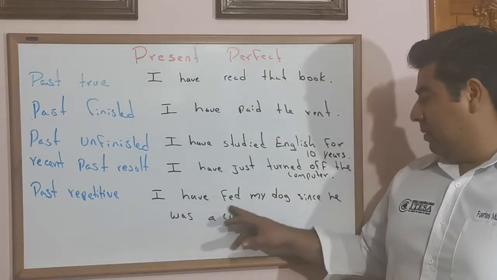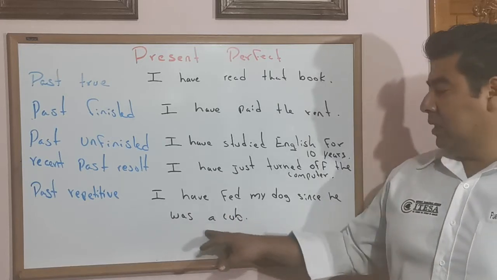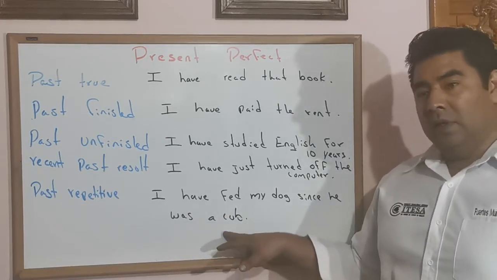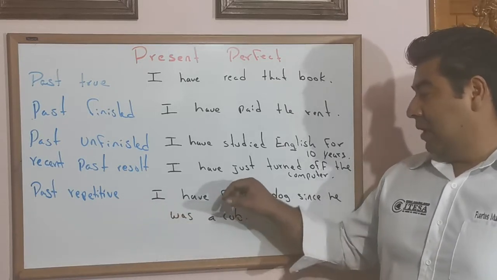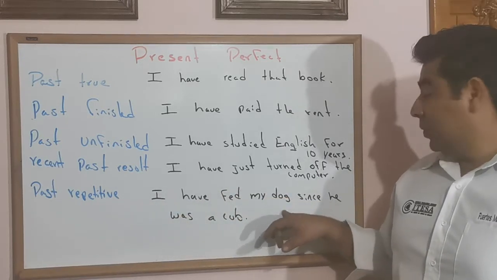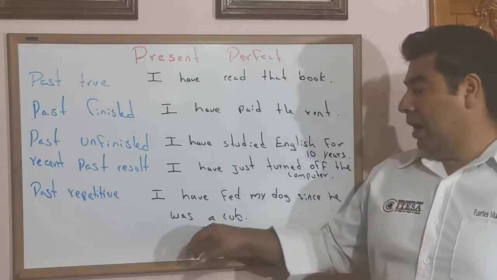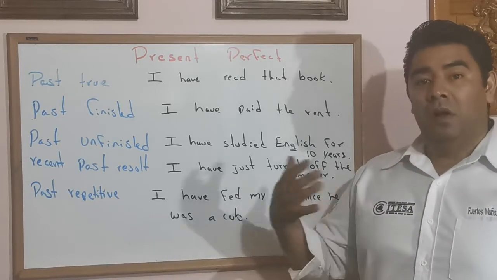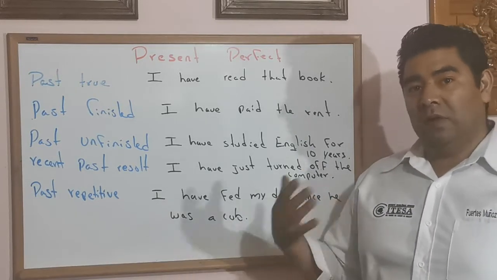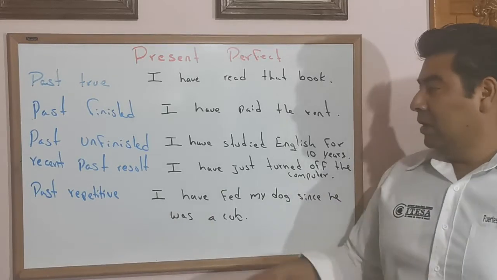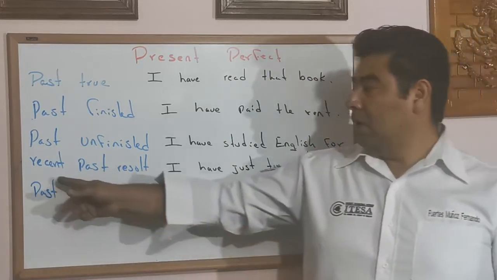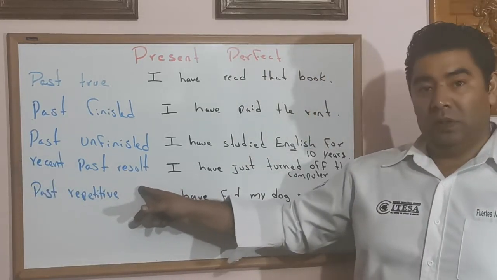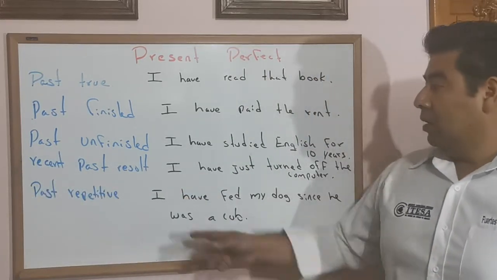I have fed my dog since he was a cub. A cub es un cachorro. Entonces digo, yo he alimentado a mi perro desde que él era un cachorro. That means that todos los días lo he ido alimentando, right? Es algo repetitivo, okay?